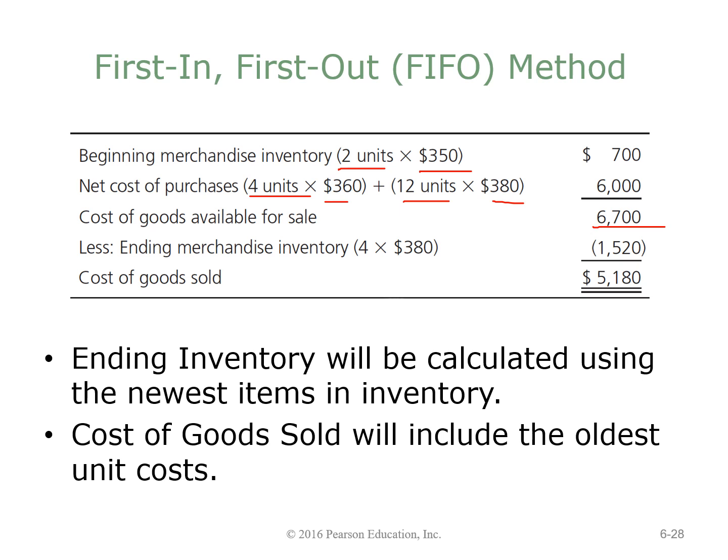1,520, and we have cost of goods sold, which is 5,180. So actually here the ending inventory is 1,520 and the cost of goods sold is 5,180. Ending inventory will be calculated using the newest items in inventory, and the cost of goods sold will include the oldest cost. You can do it from here because actually with FIFO, we are selling the first, so actually the remaining will be out of the 12 units. This is why I said that these 4 units will be multiplied by the 380.